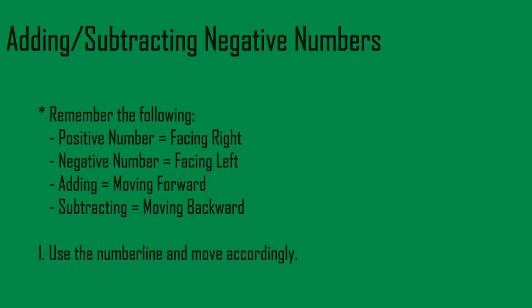Now here's the things I want you guys to remember, and hopefully this kind of way of thinking about it will make it easier. First and foremost, when you're talking about positive numbers, you're basically facing the right-hand side. Everything on the right side of 0, so facing right. Now, negative numbers, we're going to be facing left. Here's the other thing. When we're adding something, we're moving forward, and subtracting, we're moving back. And hopefully with the demonstration this will all make sense.